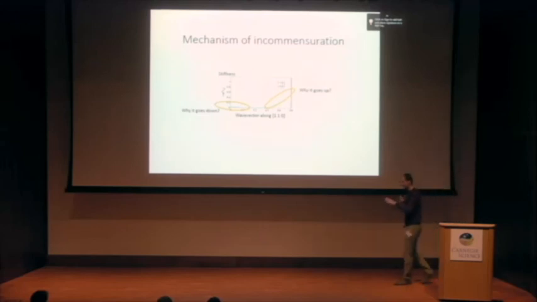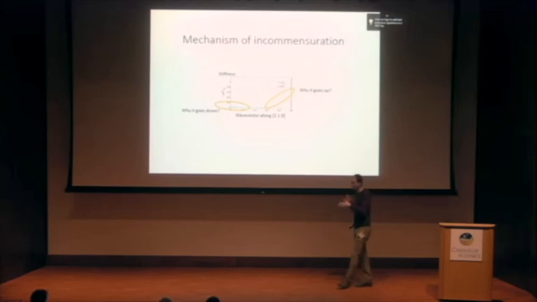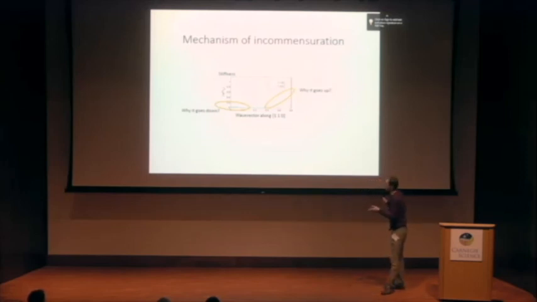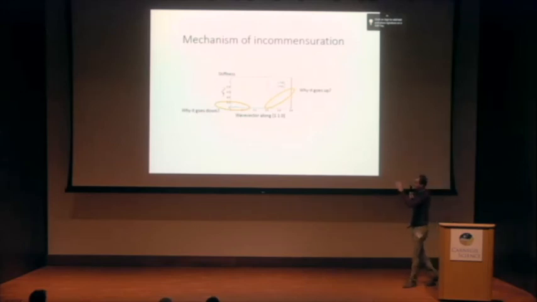Then we go to this triangle from the scheme. Let's say, why does it happen? Can we understand why antiferroelectrics become antiferroelectrics or incommensurate? In other words, where from comes the minimum on the stiffness landscape? Basically, two questions. Why does it first go down and then go up?